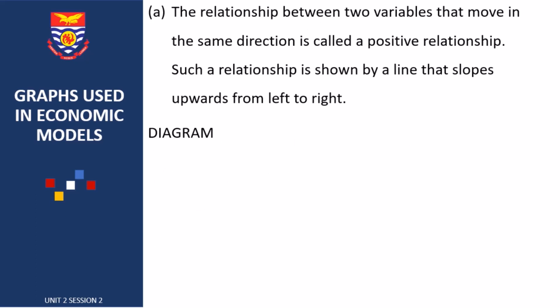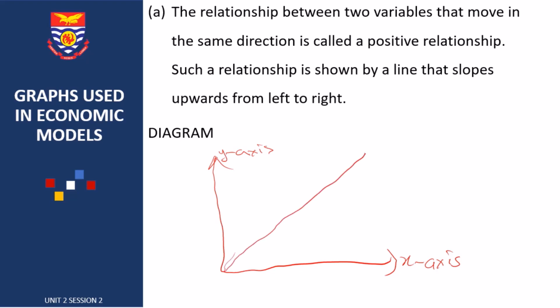Now, the relationship between two variables that move in the same direction is called a positive relationship. Such a relationship is shown by a line that slopes upward from left to right. Now I'm going to sketch it. I have my x-axis, my y-axis. My y-axis is here. We are saying that the line should be like this.